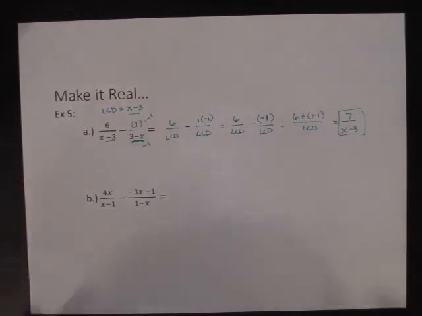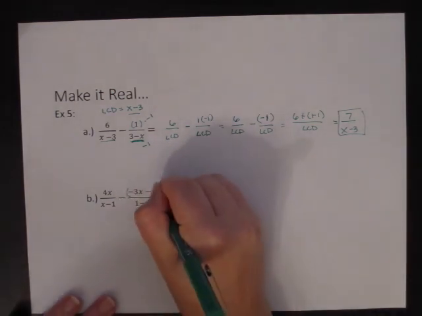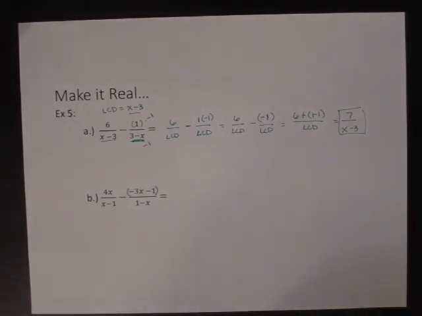Okay, so let's look at B. First thing I notice, it's a subtraction problem. So I'm going to go ahead and put my parentheses over my second numerator, and now I'm going to read the problem. So I've got 4x over x minus 1 minus -3x minus 1 over 1 minus x.